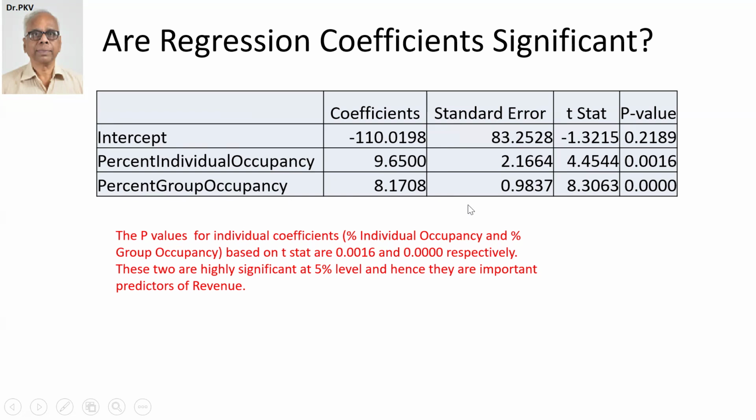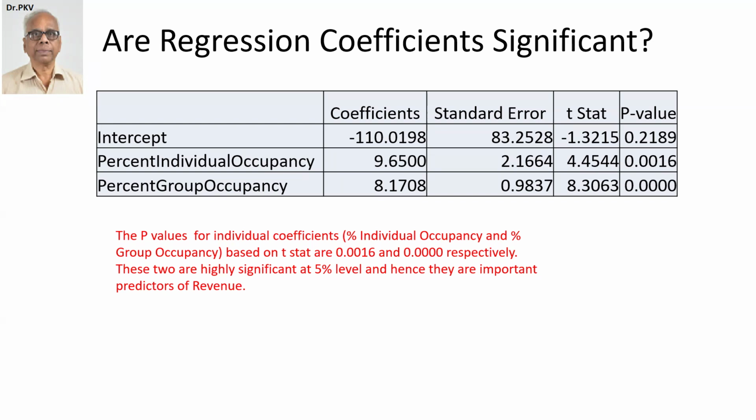And what does it say? Computed T-stat and the corresponding p-value of the percentage individual occupancy and the percentage group occupancy reflects 0.0016, 0.000, meaning both are less than 5% if we take alpha. They are very highly significant, and therefore we can conclude the null hypothesis in the population beta 1 is equal to 0 is rejected, beta 2 is equal to 0 is rejected.